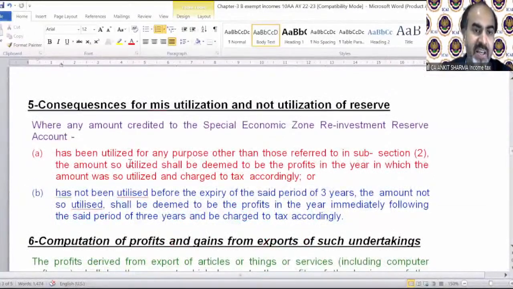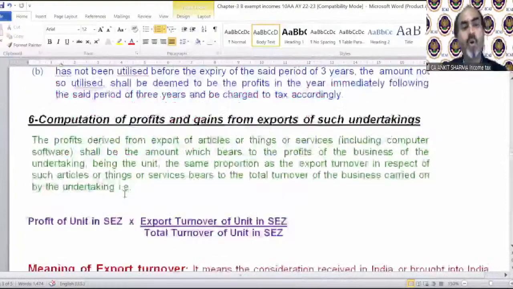Consequences we have discussed. If it has been utilized for any other purpose, that is misutilized, then it will be taxable in the year of misutilization. If it has not been utilized within the expiry of 3 years, then it will be taxable in the year after the year when 3 years expire. How to calculate the profit?